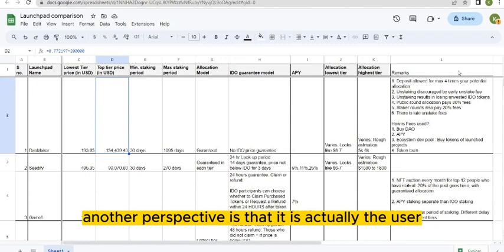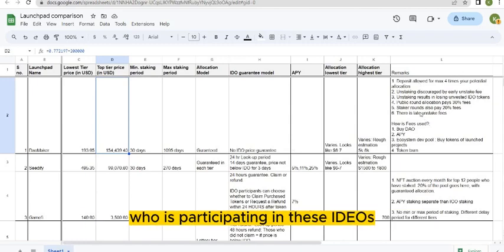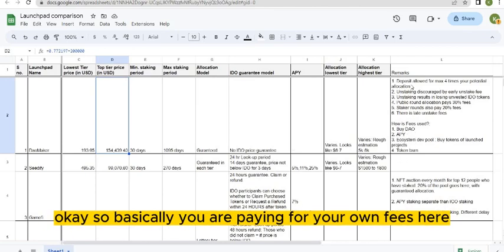Another perspective is that it is actually the user who is participating in these IDOs or unstaking the tokens, or whatever, who is paying for all these fees. So basically, you are paying for your own fees here.